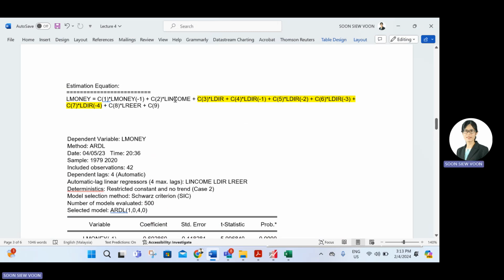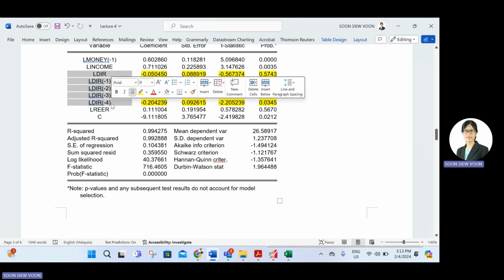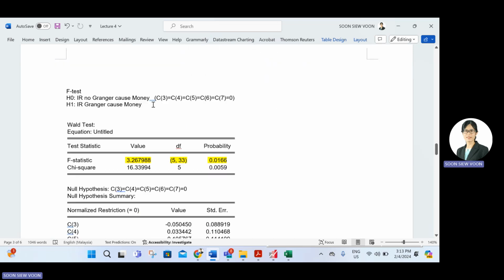If the question asks you whether the interest rate Granger-causes money, which are the coefficients for the interest rate? A lot, right? C3, C4, C5, C6, C7. C8 is for the exchange rate. So it means that you are testing whether all these coefficients affect your money or not, right? So how are we going to test the coefficients, whether equal to 0 or not equal to 0, right?